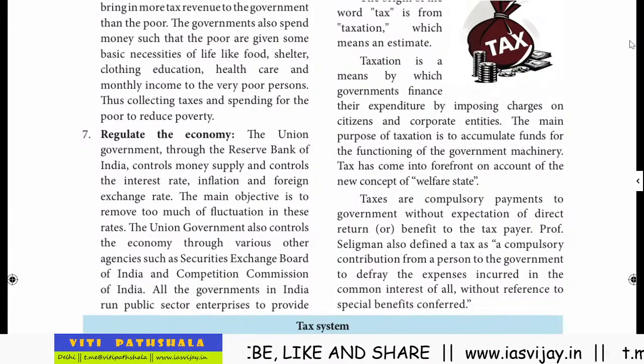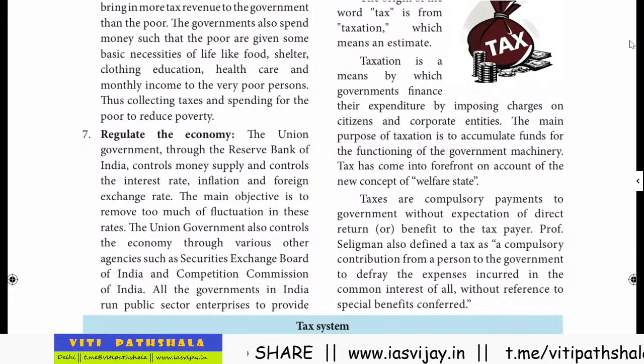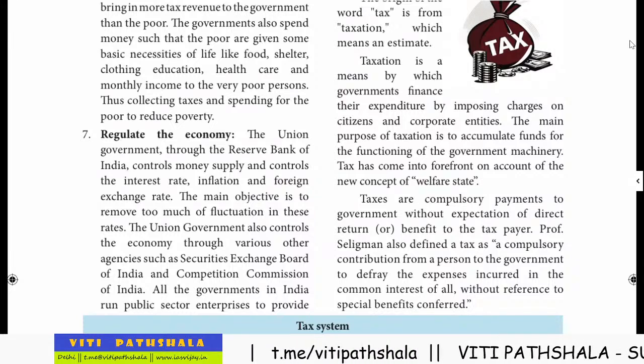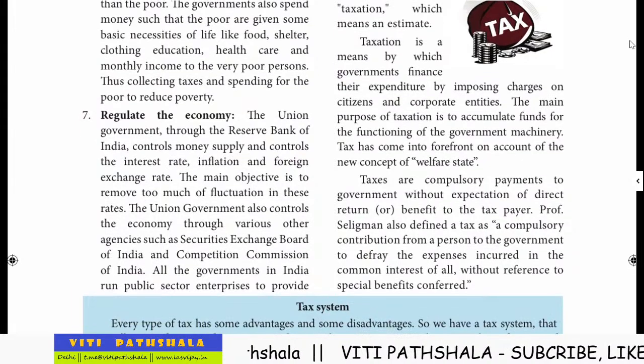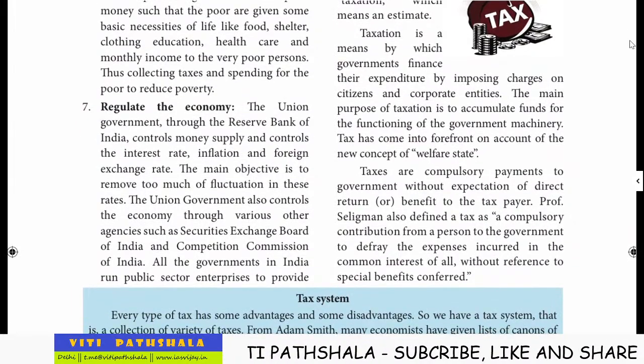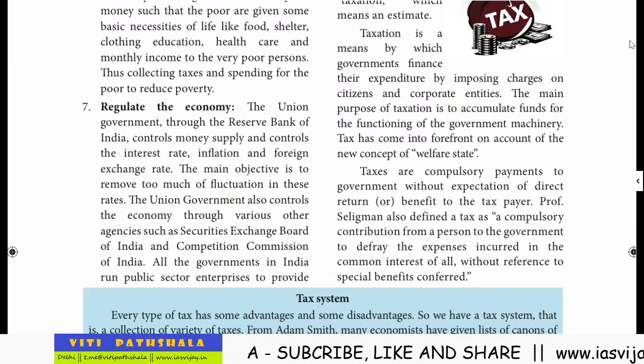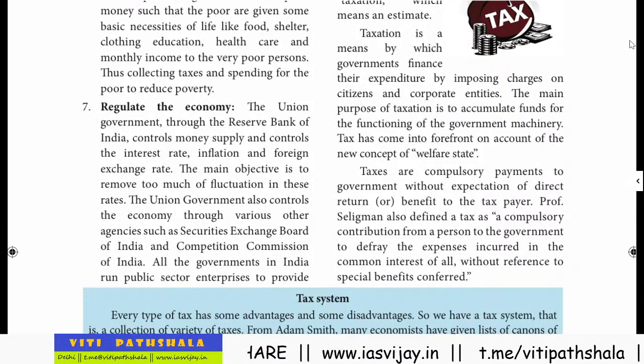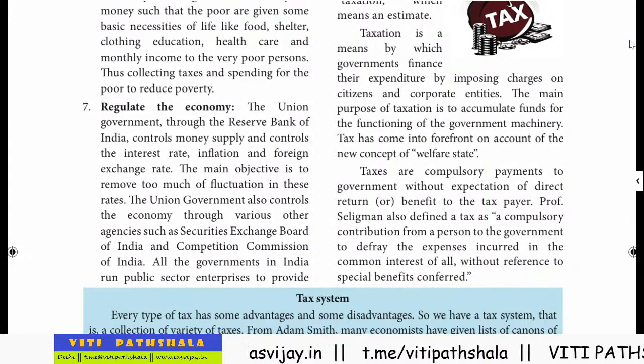Now, the Reserve Bank of India is established under the RBI Act of 1935. The main objective is to remove too much fluctuation in the rates. The Union government also controls the economy through various other agencies such as the Securities and Exchange Board of India, SEBI, and the Competition Commission of India.